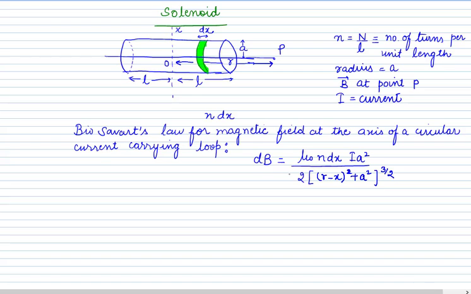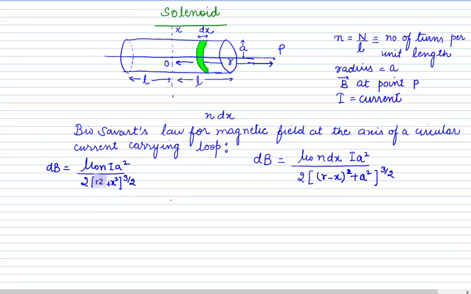So in this case, we have dB as this. And what is the general formula? The general formula is dB equals mu naught n I a squared upon 2 times (a squared plus x squared) to the power 3 by 2. Within this section, the number of turns will be n dx, and here the distance is not x, it is r minus x. That is the only change we have made. So using the Biot-Savart law, this is the equation, which represents the magnetic field due to this thickness dx.